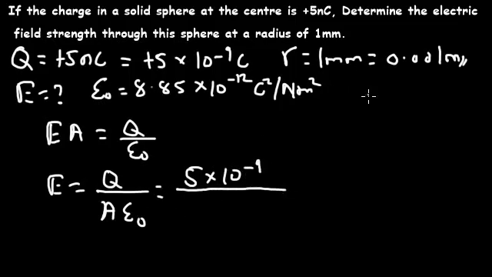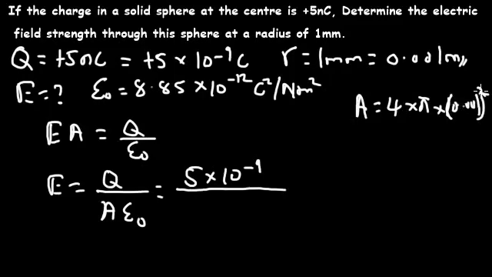For a sphere, how do you find its area? For a sphere, the area is just 4 pi r squared. If it's a hemisphere, it is 2 pi r squared. And the volume of a sphere is 4 over 3 pi r cubed, and the volume of a hemisphere is 2 over 3 pi r cubed. So you might want to have them at the back of your mind as well, in case of necessity. So the area of the sphere A is 4 multiplied by pi multiplied by the square of the radius, 0.001 all squared.